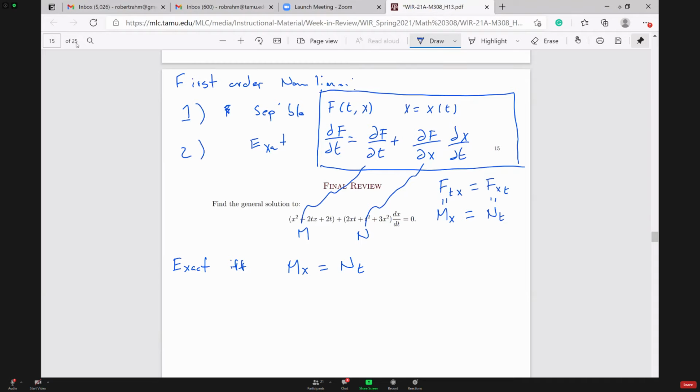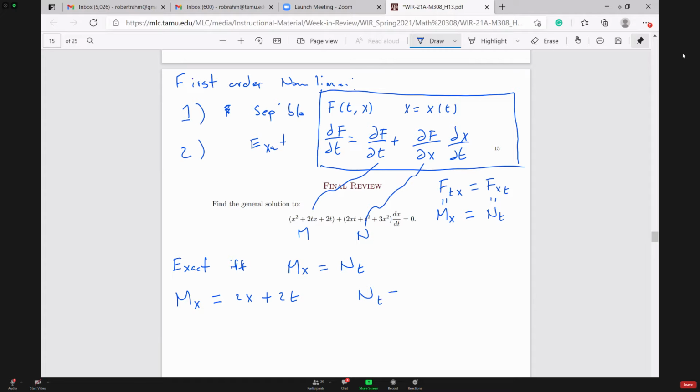So now somebody tell me what the derivative of m with respect to x is. What is the derivative of m with respect to x? 2x plus 2t. Yeah. So maybe you can't see that that's a plus. Okay, so m_x is 2x plus 2t.